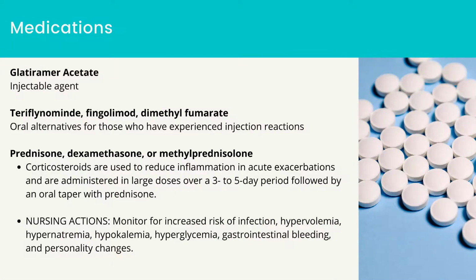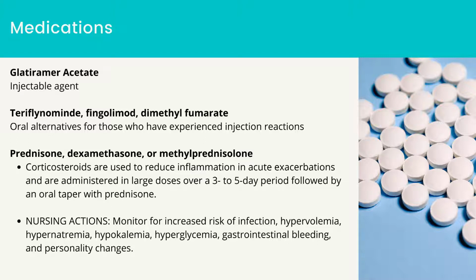Glatiramer acetate injectable agent. Teriflunomide, fingolimod, dimethyl fumarate. Oral alternatives for those who have experienced injection reactions. Prednisone, dexamethasone, or methylprednisolone. Corticosteroids are used to reduce inflammation in acute exacerbations and are administered in large doses over a 3 to 5 day period, followed by an oral taper with prednisone.